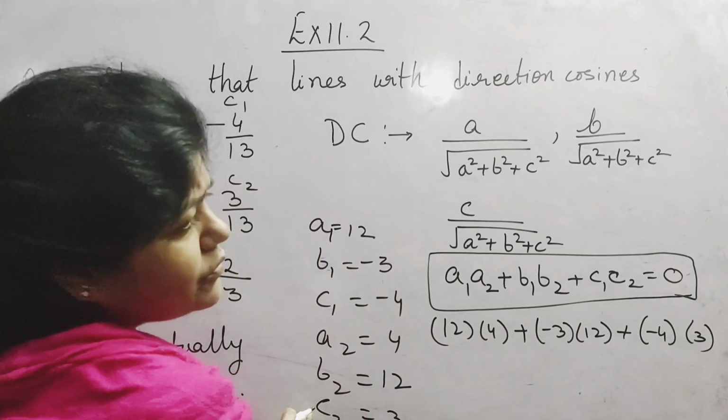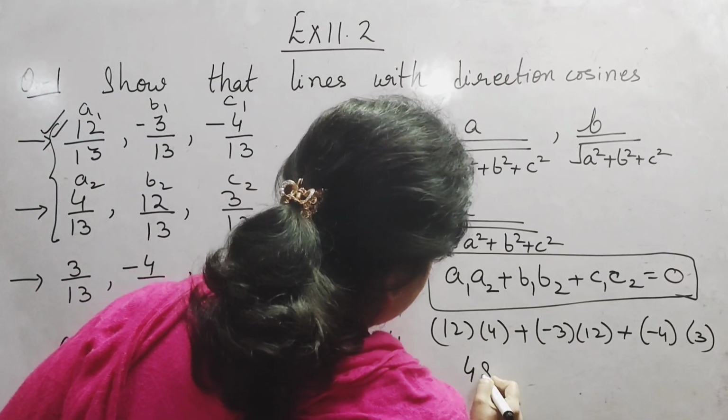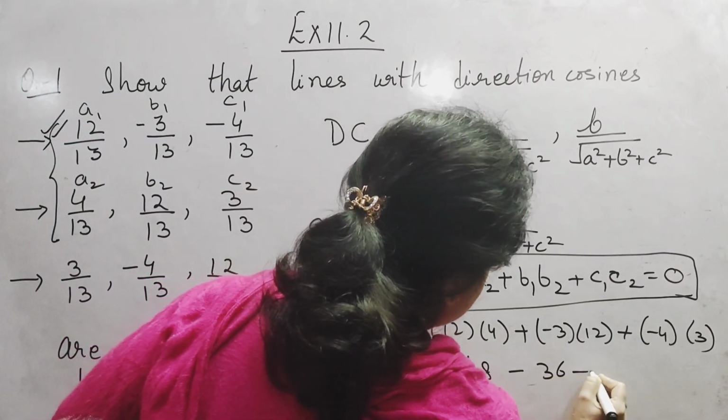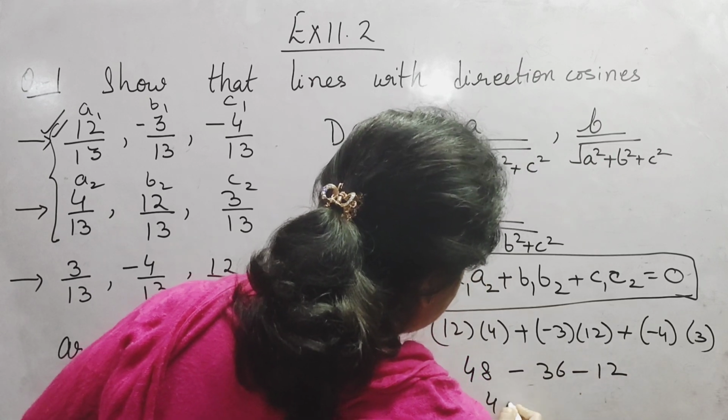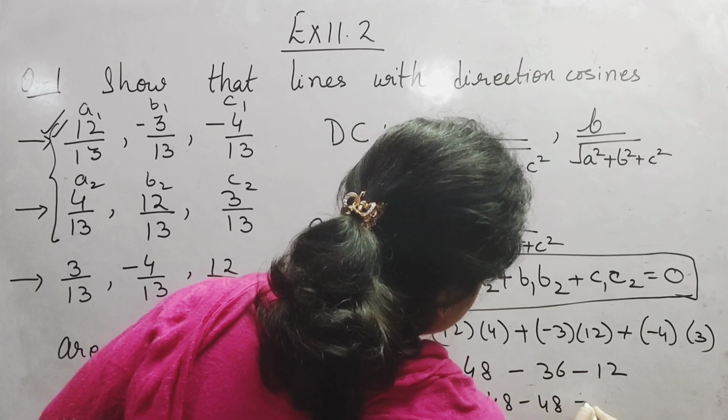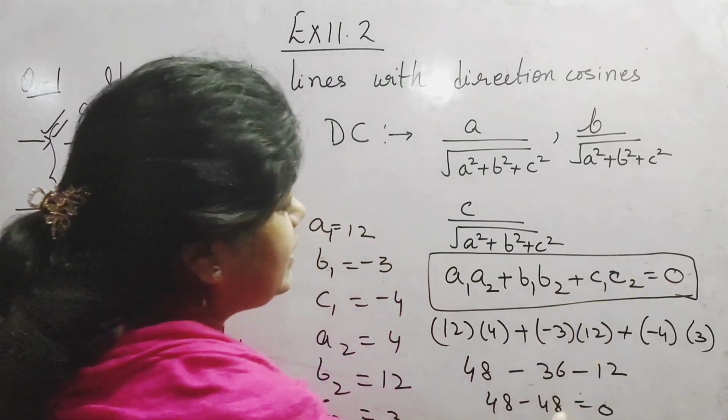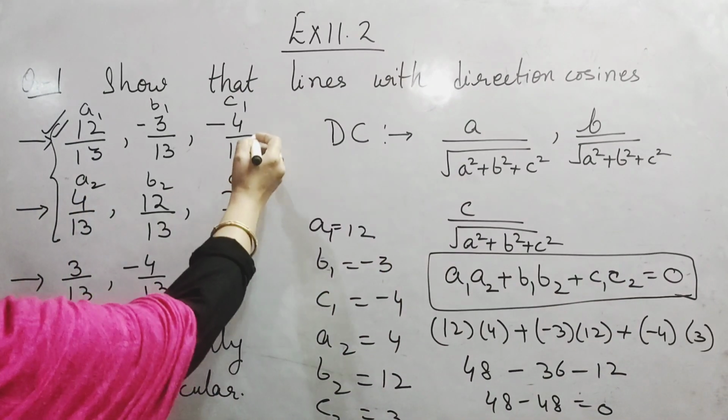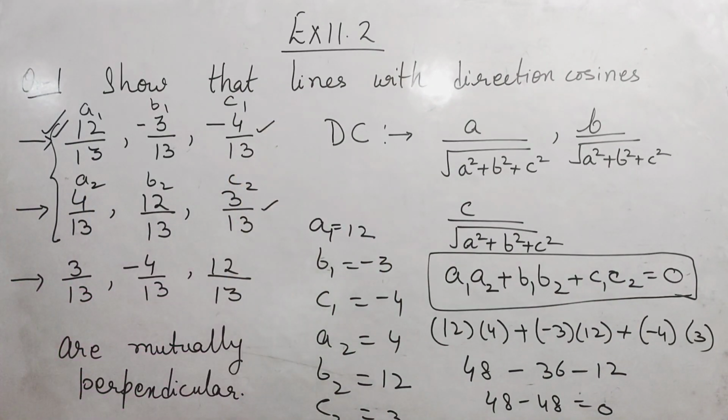C1 and C2. That is 12 fours are 48. That is minus 36. That is minus 12. When we add, we get 48 minus 48, which is equal to 0. And we get ultimately 0. That means these two lines are perpendicular to each other.